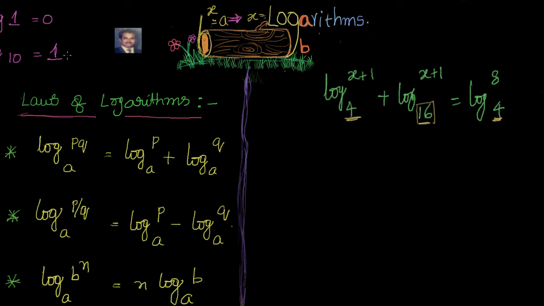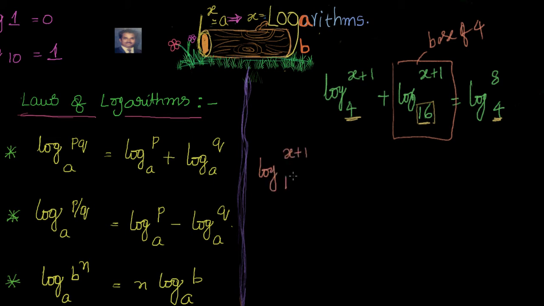Now as I said earlier, I have to convert this into base 4. Convert this into base 4. Now how will I do that? That's nothing but log of x plus 1 to the base 16. We are interested in converting that into base 4. So I will say that's nothing but log of x plus 1 to the base 4 divided by log 16 to the base 4. This is nothing but log of x plus 1 to the base 4.